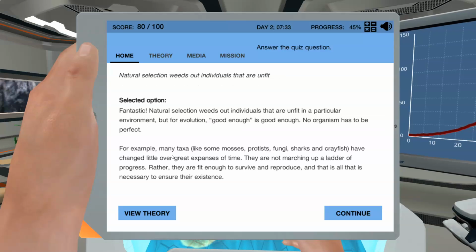Fantastic. Natural selection weeds out individuals that are unfit in a particular environment, but for evolution, good enough is good enough. No organism has to be perfect. For example, many taxa have changed little over great expanses of time. They are not marching up a ladder of progress. Rather, they are fit enough to survive and reproduce, and that is all that is necessary to ensure their existence.